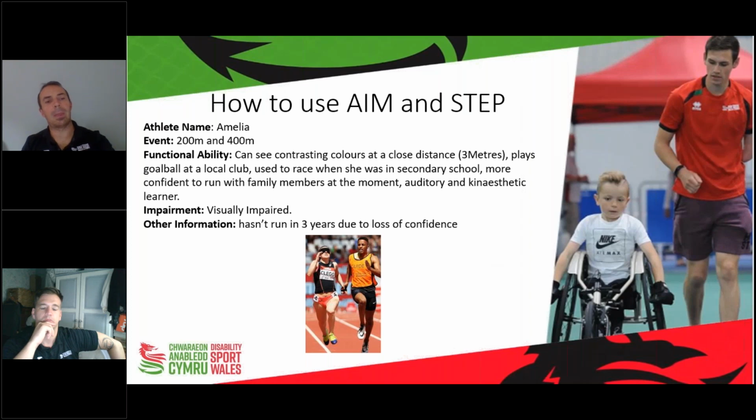So as you can tell from the functioning ability, hopefully you got a good idea that her impairment is visual impairment. But again, that's from the impairment bit. It does come after the functionability, because the functionability for me is more important than what her impairment is. Other information, she hasn't run in 3 years due to a loss of confidence. And this is where she's got that confidence to come to your club.